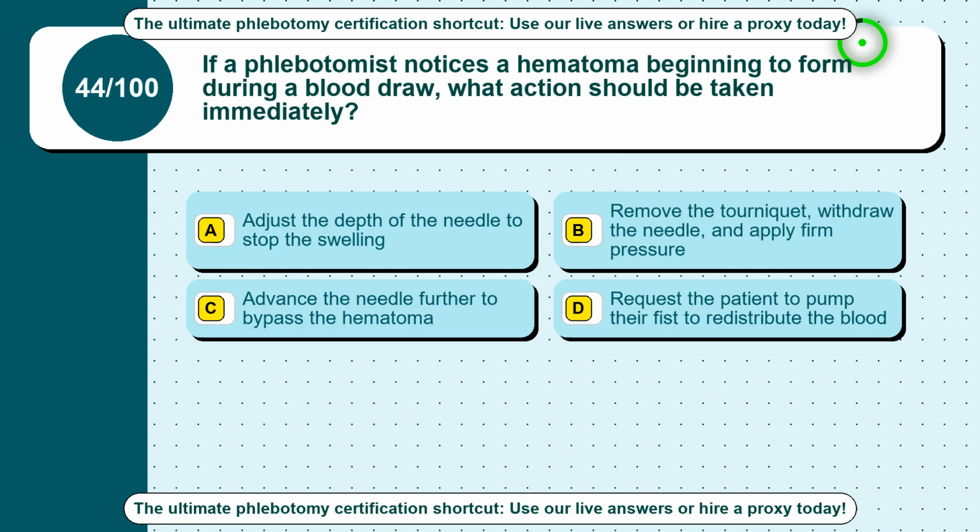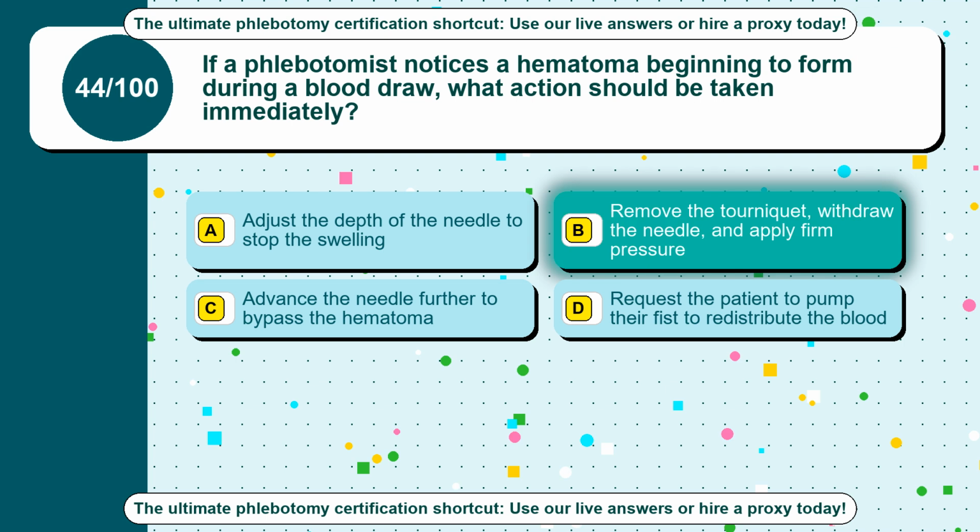Question 44. If a phlebotomist notices a hematoma beginning to form during a blood draw, what action should be taken immediately? Option A, adjust the depth of the needle to stop the swelling. Option B, remove the tourniquet, withdraw the needle, and apply firm pressure. Option C, advance the needle further to bypass the hematoma. Option D, request the patient to pump their fist to redistribute the blood. The correct answer is option B, remove the tourniquet, withdraw the needle, and apply firm pressure.